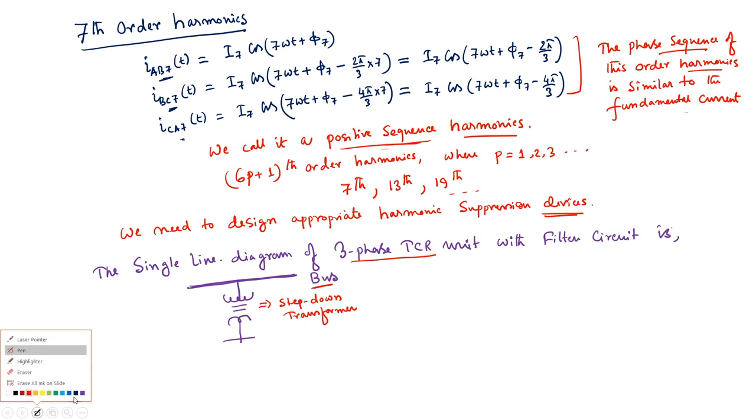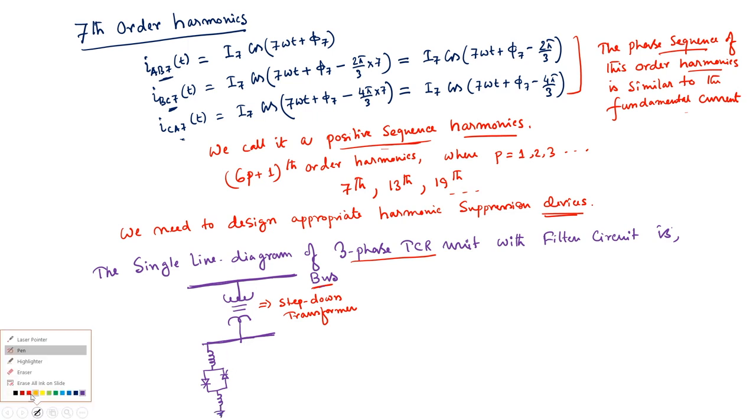Now, then what we will have? We will have this low voltage bus, this is the high voltage bus, this is the low voltage bus, and then we will have this single phase TCR unit, or single line diagram of a three-phase TCR unit, like this.